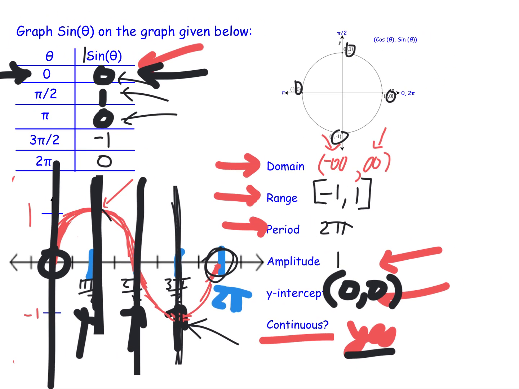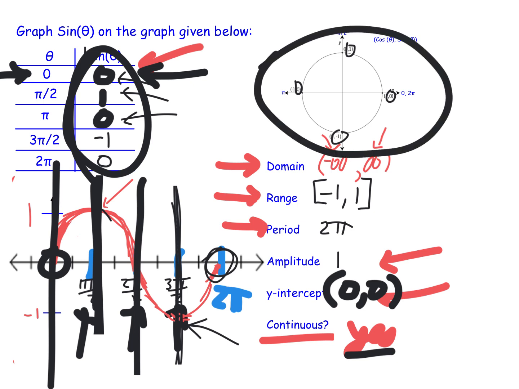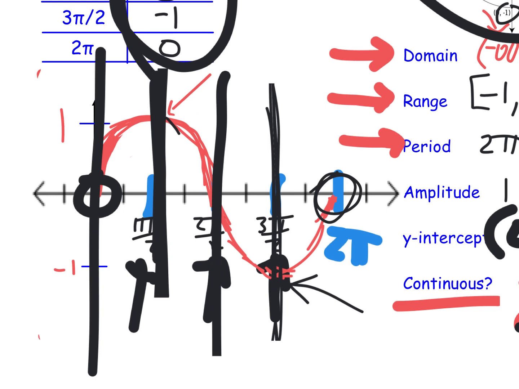Get how these are all ones and zeros? You could have got them from this, because that's the way we used to do trig, with that circle with the x and y axis going through it. It was all about this for a long time. But now we're making our graphs like this.